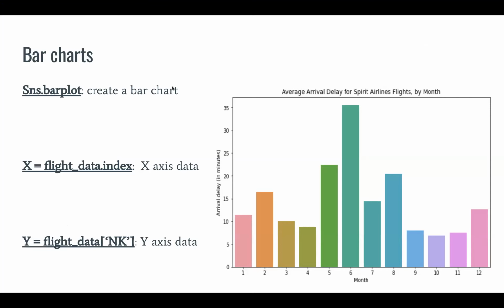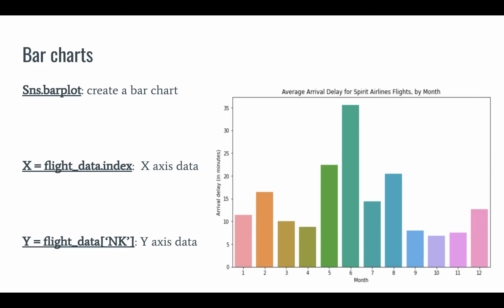So we saw SNS bar plot. This tells the Jupyter notebook that we want to create a bar chart. And remember that SNS refers to the Seaborn package, and all of the commands that you use to create charts in this course will start with this prefix.